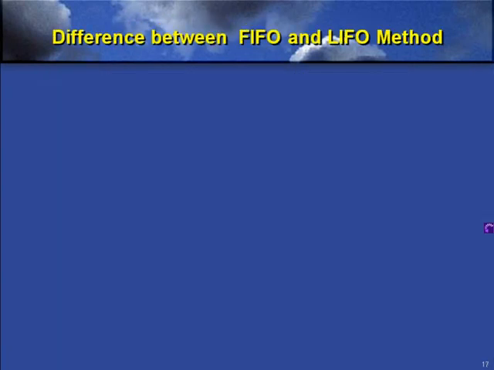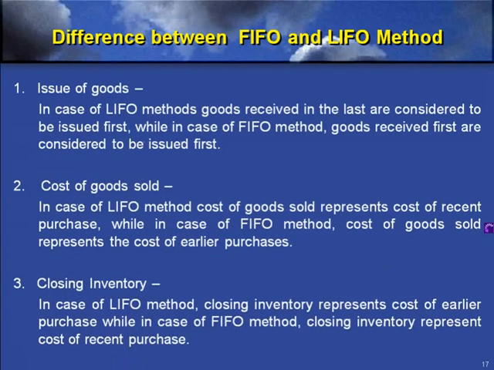Now, what is the difference between the FIFO method and the LIFO method? The first difference, which is very simple, is the issue of goods. In LIFO we issue those which we received last, but in FIFO we do the reverse. What we received first, we issue first.